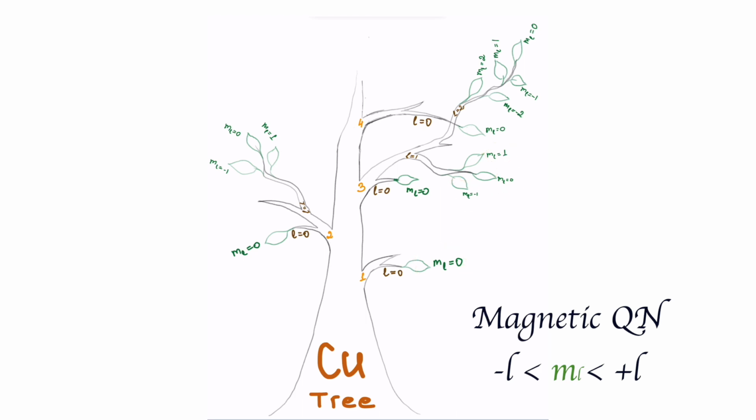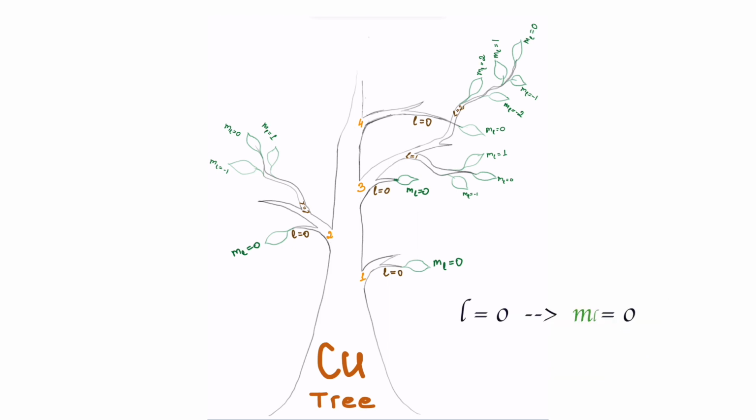The number of leaves, or orbitals, on each twig is determined by the type of a twig. For example, S twigs bear a single leaf. Since L equals 0 and m sub L equals 0, only a single value of m sub L is possible for this L. The P twigs have 3 leaves, since L equals to 1, and so m sub L takes on the values of minus 1, 0, and 1. Therefore, we get 3 m sub L values for this L, and so on.